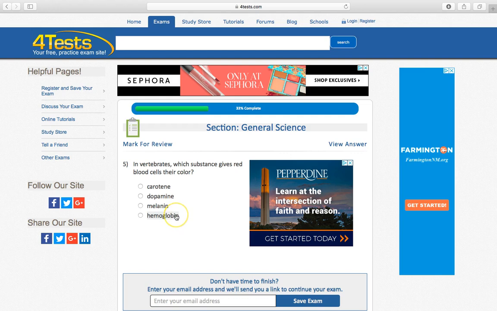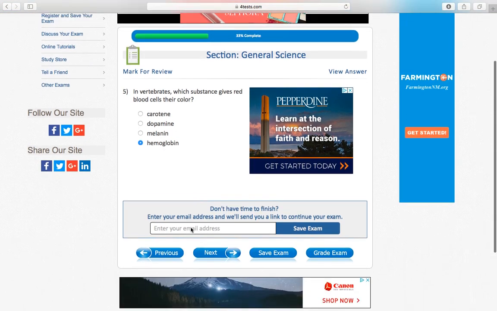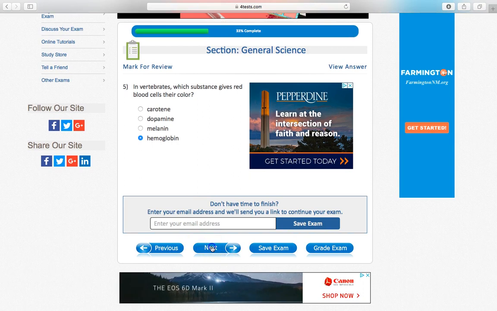So what's hemoglobin? Hemoglobin is used by all vertebrates to transport oxygen and carbon dioxide in the body and gives red blood cells their color. So that's definitely the answer that we want. All of those are questions of whether or not you're familiar with the terms, but if you are, then hemoglobin is the obvious answer.